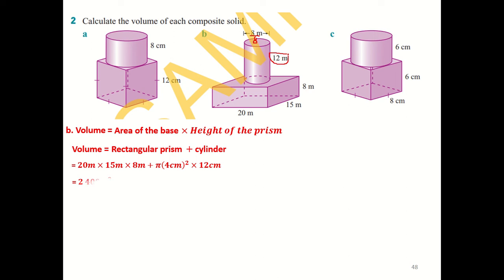And obviously I will simply get 2400 if I multiply 20 times 15 times 8, and if I take 4 squared and multiply it with 12 meters, it'll simply give me 192 pi. Add 192 pi with 2400, that will be 3003.19 cubic meters.